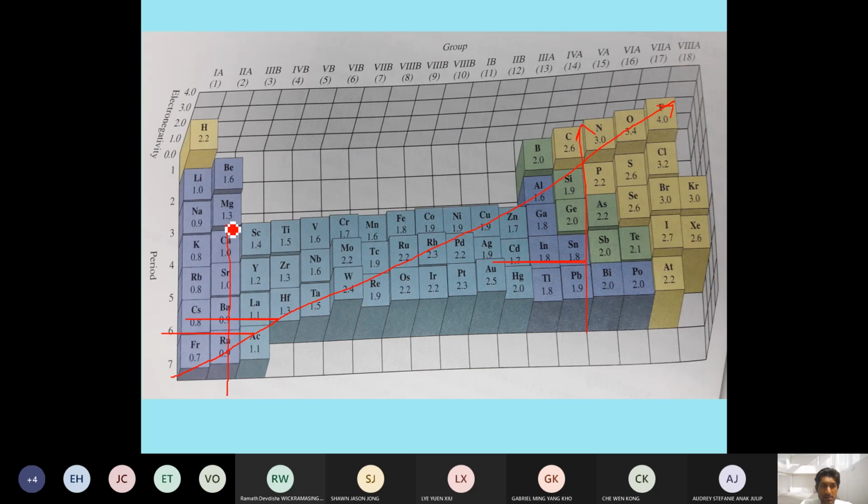So no matter where you are looking at for a period, you will look through this. For a group, you go from bottom to up, the electronegativity is increasing. You are going from left bottom to right top, the electronegativity is also increasing. We discussed about it last time.